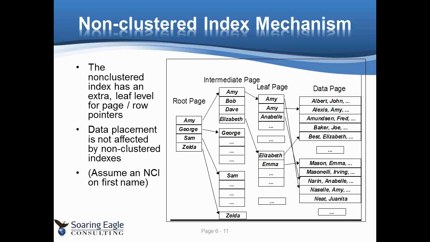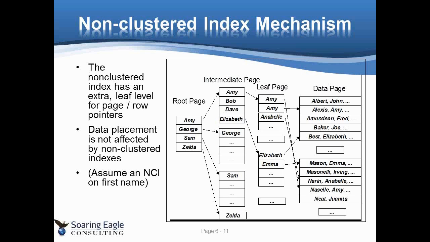After the leaf page of the non-clustered index, the index pages are put together the same way. So let's talk about how we get there from here. Let's find Amy. Amy is between Amy and George. We follow the Amy pointer down. Amy is between Amy and Bob. We follow the Amy pointer down. We're now on the leaf page. We have multiple Amy's. What do we do? Well, because we have multiple Amy's, we have to make a page request for each of those Amy's. 2 Amy's, 2 additional page requests.